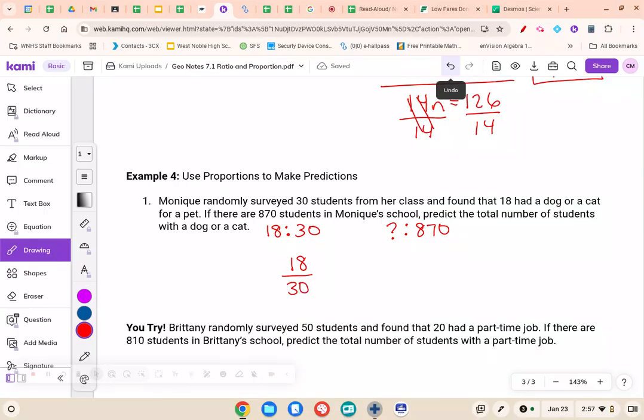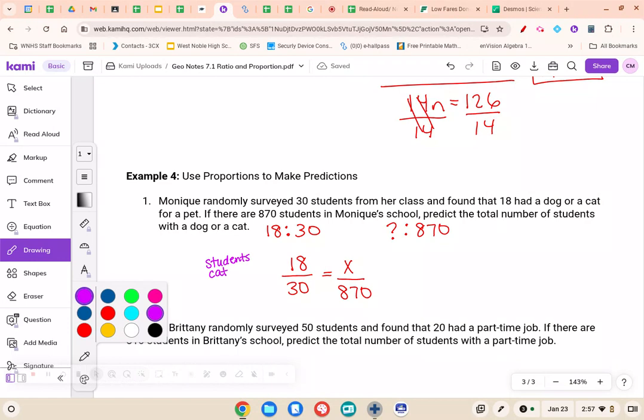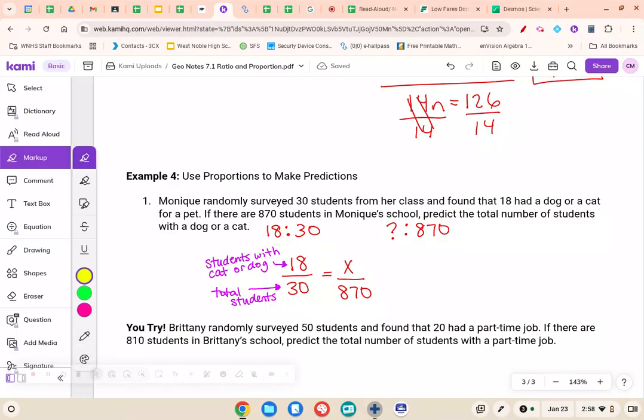18 over 30 equals, I'm going to call it x instead of question mark, over 870. Notice this is students with cat or dog, and this is total students. Notice in these ratios that the bottom things match up type-wise and the top things match up type-wise. We could reverse these around a couple different ways and still have the exact same answer, but this is one way to do it. They match up.